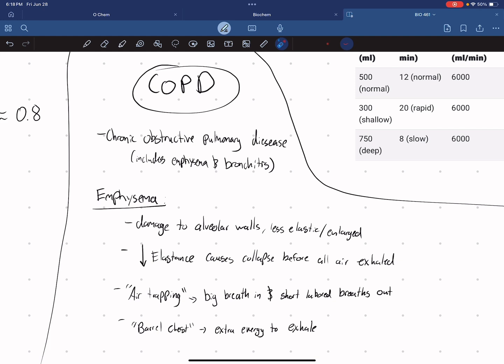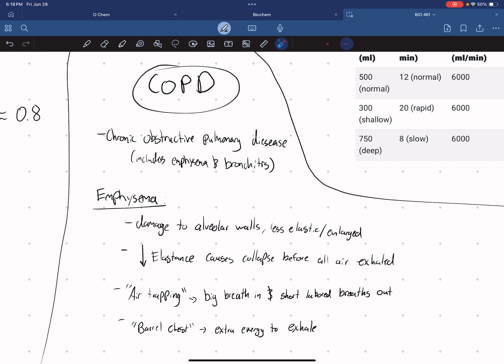So what we see is that whoever has emphysema is not able to breathe out all of the air that's in their lungs, because the reduced elastance does not allow all that air to escape. That elastance, that recoil, is what allows our exhalation to work so well. So when that is affected, we see what's called air trapping right here, where we have a big breath in and short labored breaths out.